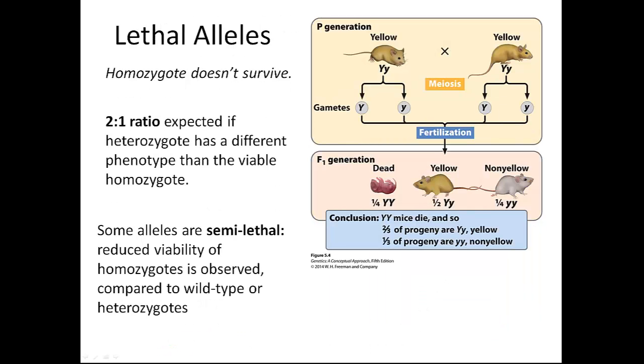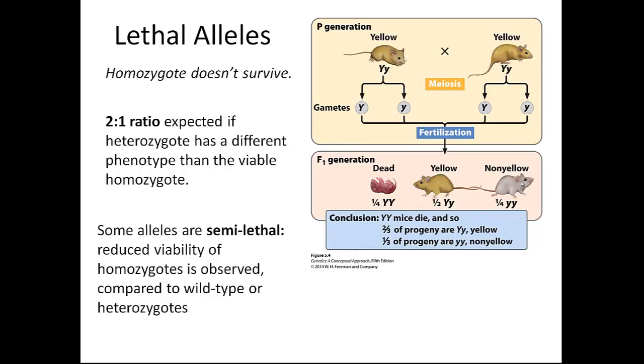Next, I'd like to talk about lethal alleles. So in this case, the homozygote does not survive. And one example of that is a dominant mutation that actually causes mice to have this yellow coat color. And so we're going to call this big Y, and little y would be the normal wild type allele. In this case, the wild type is a white mouse.